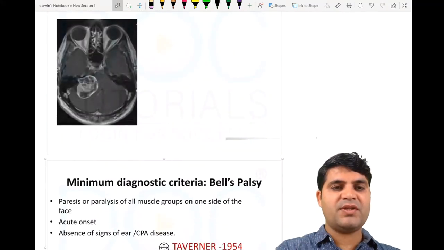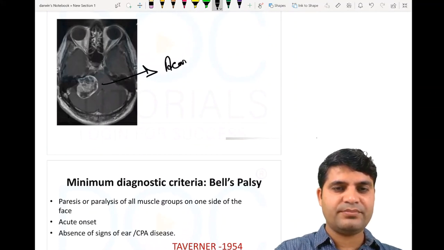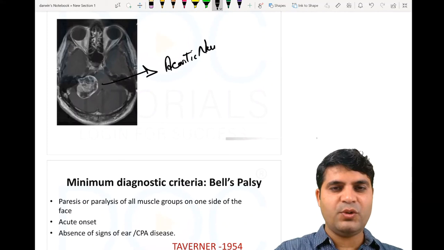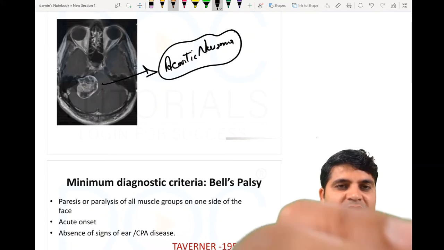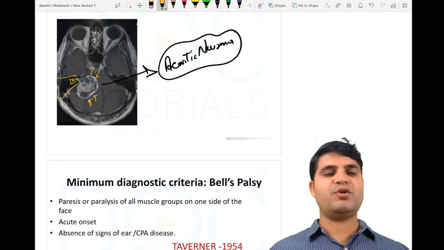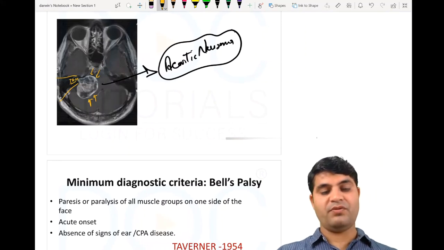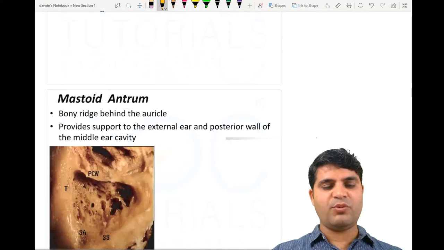And what is there in this picture? This is acoustic neuroma. You can get this MRI, acoustic neuroma, CP angle tumor. Can you see? CP angle tumor. Okay, this is the petrous apex. So near this internal acoustic meatus you have this tumor, which is acoustic neuroma. Very important. Bell's palsy, you know, I am not spending time over it.